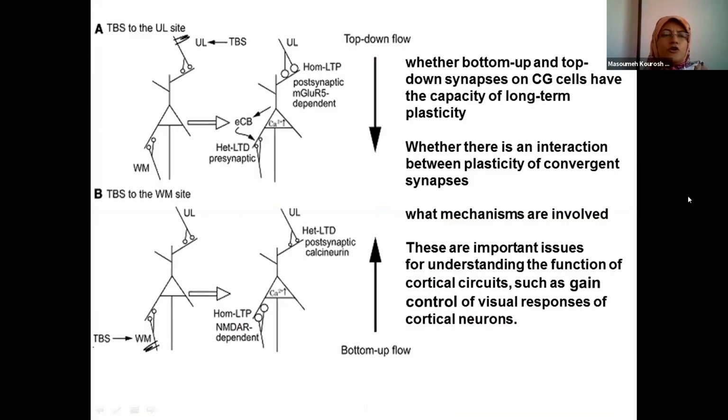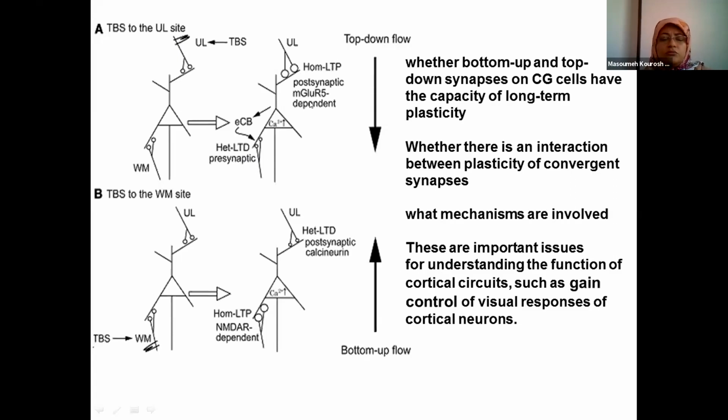In this study, as I told, we had two inputs from LGN that can reach here from the white matter, and from the upper layer, especially layers 2 and 3. If we use TBS on the upper layer, we can induce homo-LTP in this synapse. On the other hand, in the other synapse, hetero-LTP will be induced.